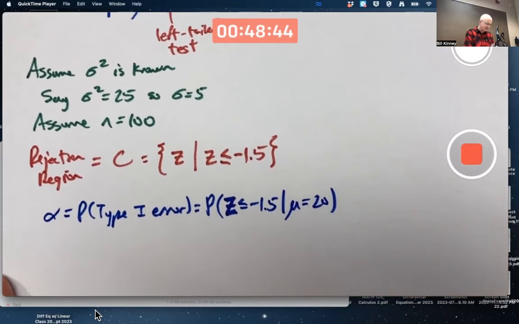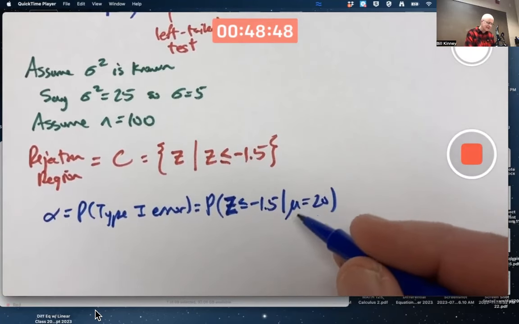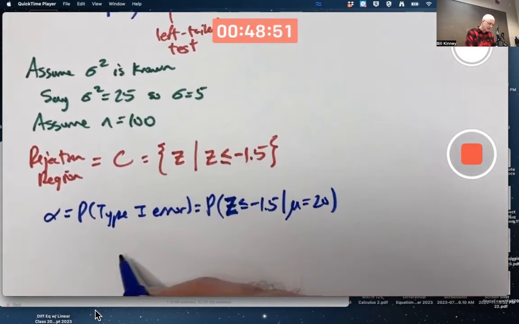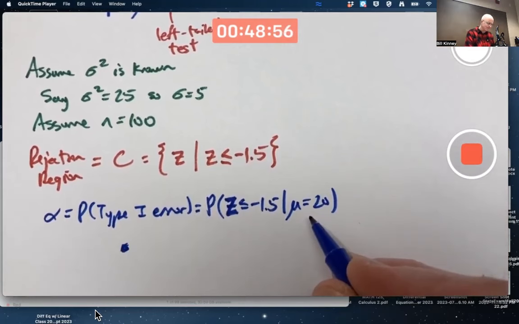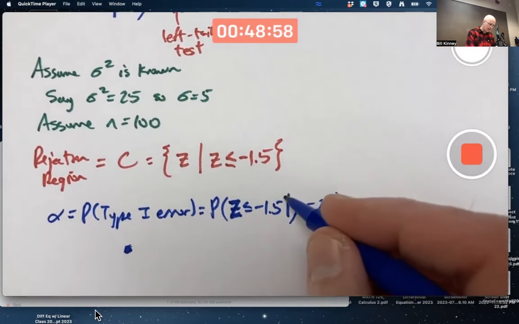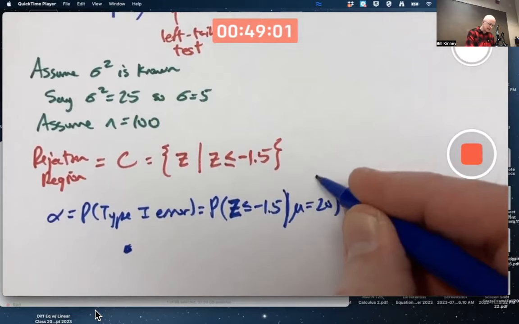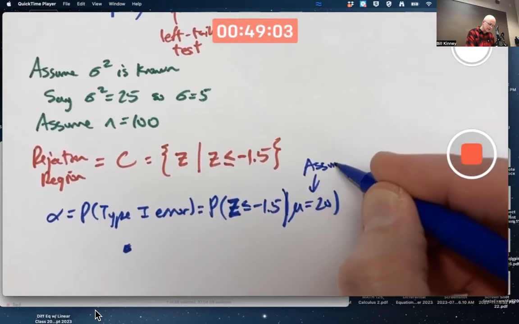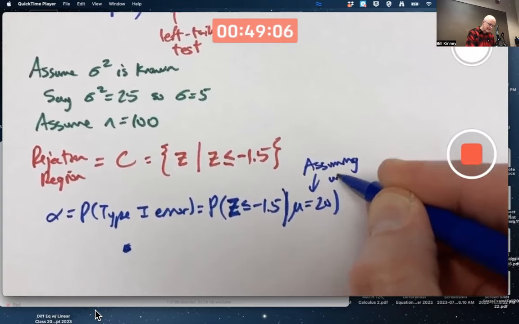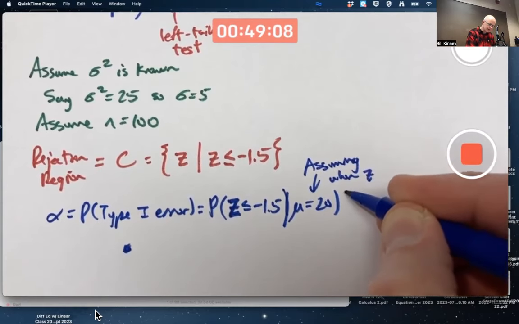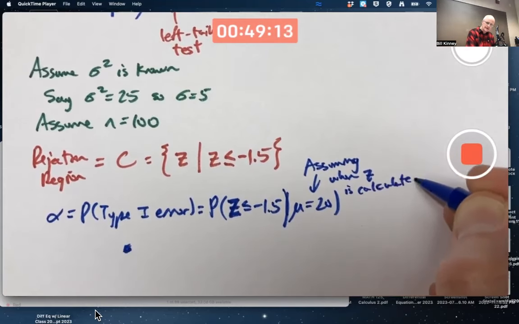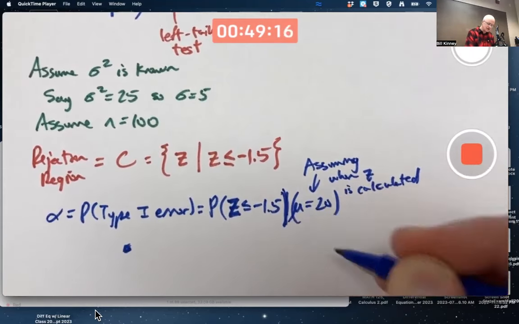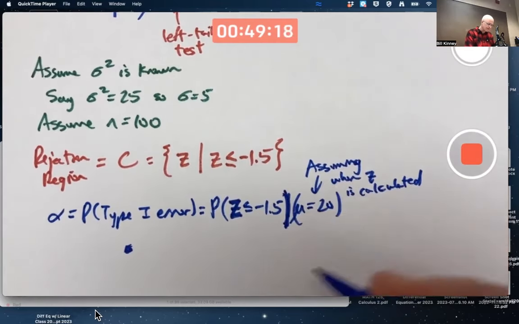But how do I do that? Well, the assumption that mu is 20 is already going into the calculation. I don't really need to write it there. Yes, I am assuming this, assuming mu is 20 when Z is actually calculated. We will do an example here. We will actually calculate Z. But for the moment, let's just put it in parentheses outside the probability.